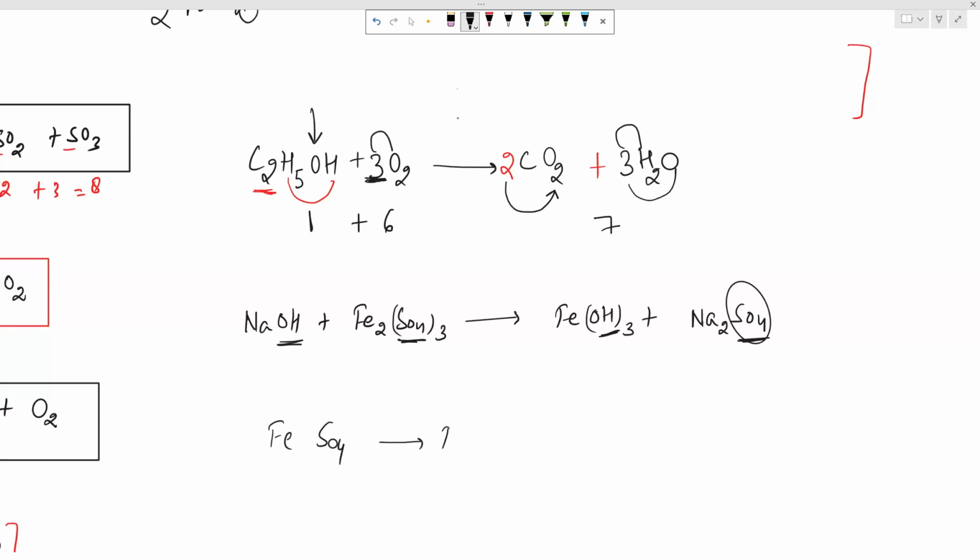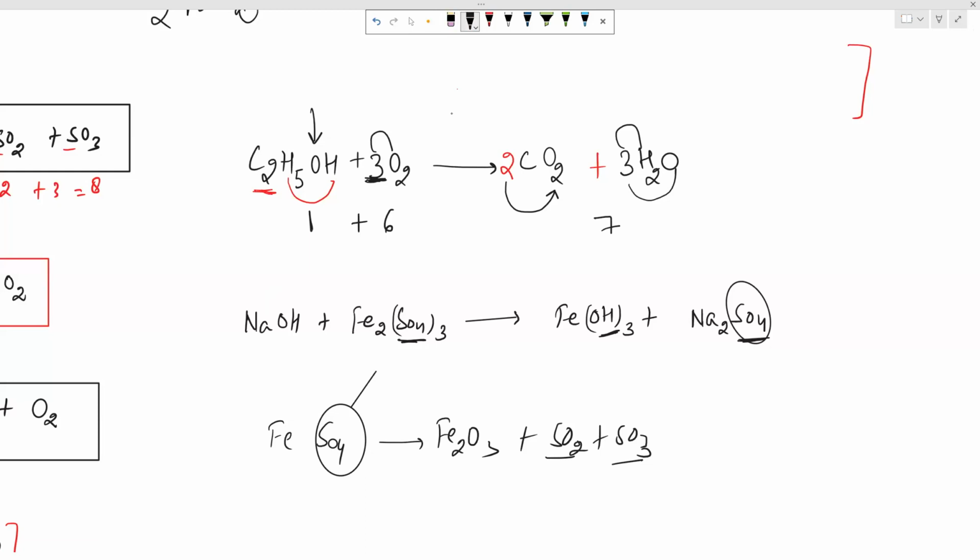If it is not decomposing, like in the previous one, FeSO4 when heated gives you Fe2O3 plus sulfur dioxide plus sulfur trioxide. So here the decomposition of the sulfate ion is taking place. This sulfate ion decomposes into sulfur dioxide and sulfur trioxide. But here the decomposition is not taking place. This is attached with Na and this is attached with the other one. So you will treat equations in which the exchange of ions is taking place by treating the polyatomic ion as a whole, as a single entity.